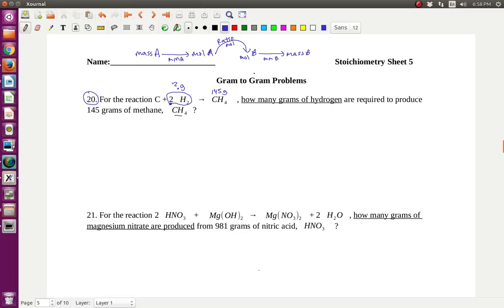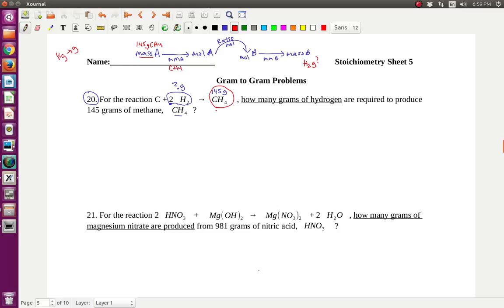Now molecule A is always the one you know about. So in this case, methane is molecule A. It's going to be on this side. And we have the mass of A, of methane, 145 grams. Remember that mass is in grams. If it's in kilograms, you first have to change it into grams. So methane is molecule A, and the thing they're asking the question about is hydrogen. So hydrogen is molecule B, and it wants to have the grams of hydrogen. So I've got to go all the way through this process to get to hydrogen.